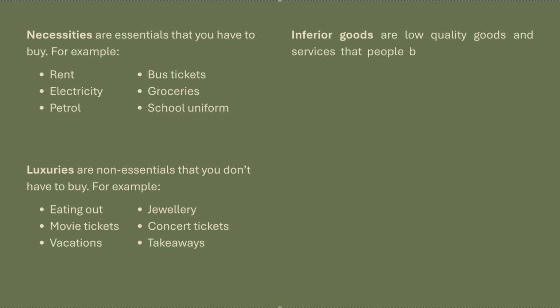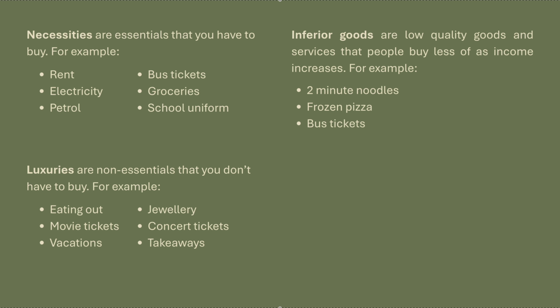Inferior goods are low-quality goods and services that people buy less of as income increases. For example, 2-minute noodles or frozen pizza or taking the bus. Inferior goods are things that you buy because you can't afford something else. You buy Pam's peanut butter because you don't want to pay for the nicer stuff, right? Or you take the bus because it's cheaper than driving. Naturally, when you get more money, you want to buy less of the cheap stuff and more of the fancy stuff.